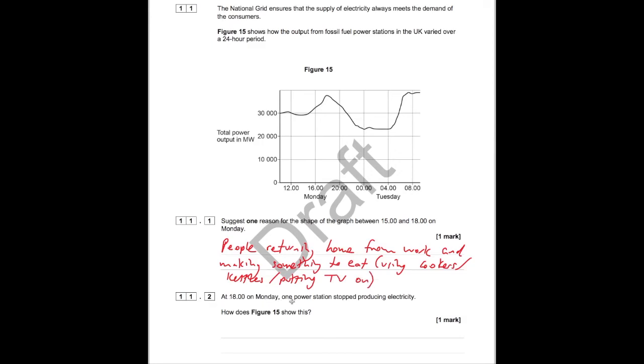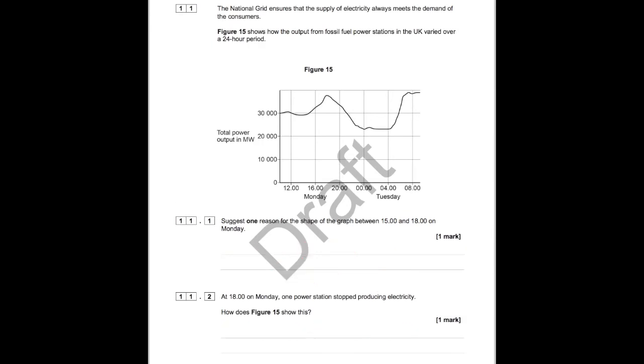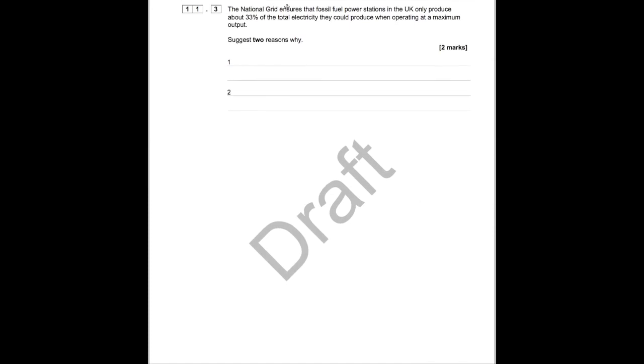At 6 o'clock on Monday, one power station stopped producing electricity. How does figure 15 show this? Well, the total power output decreased. The national grid ensures that fossil fuel power stations in the UK only produce about 33% of the total electricity they could produce when operating at a maximum output.